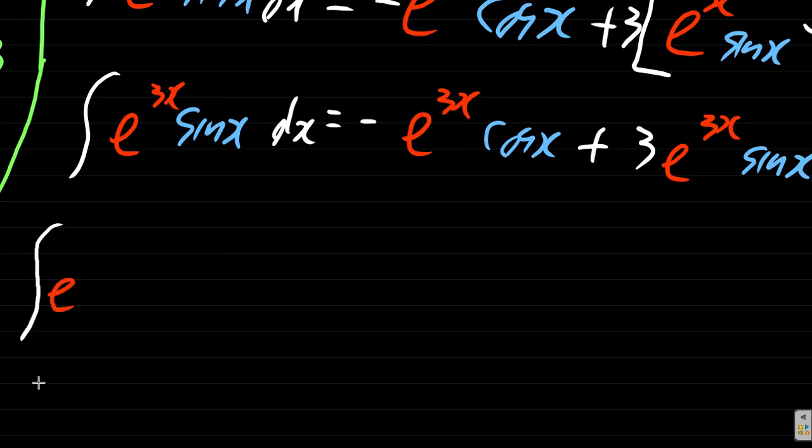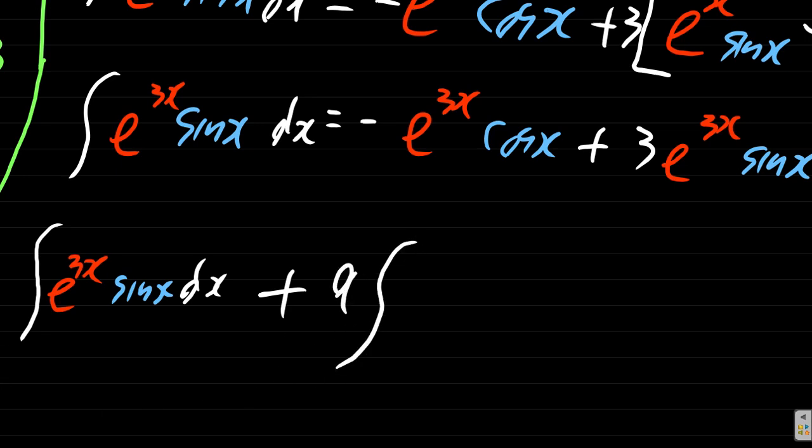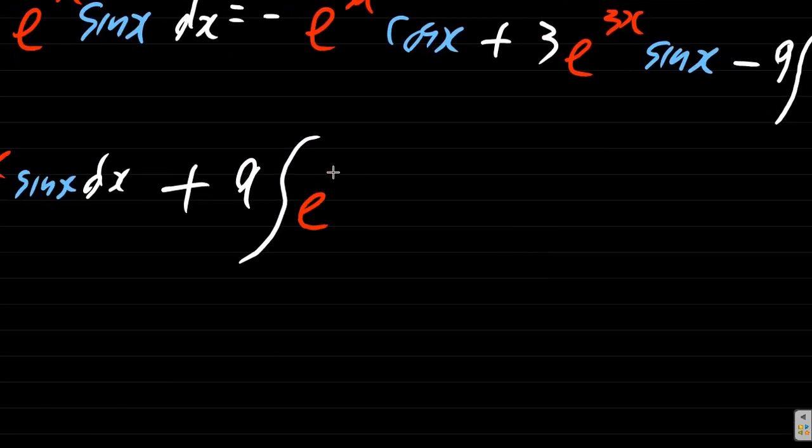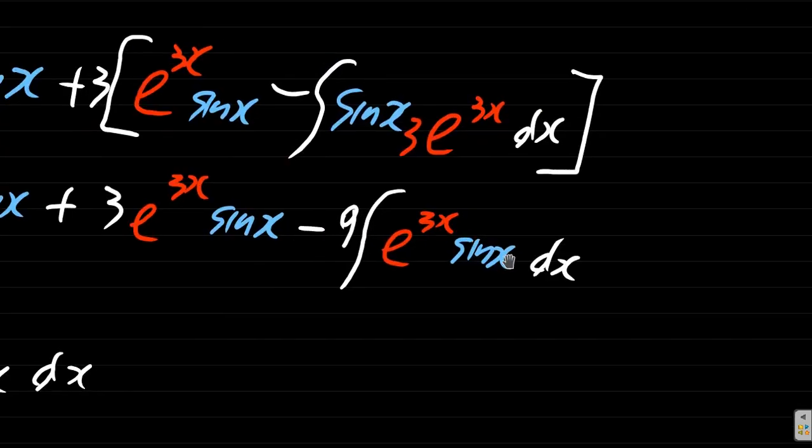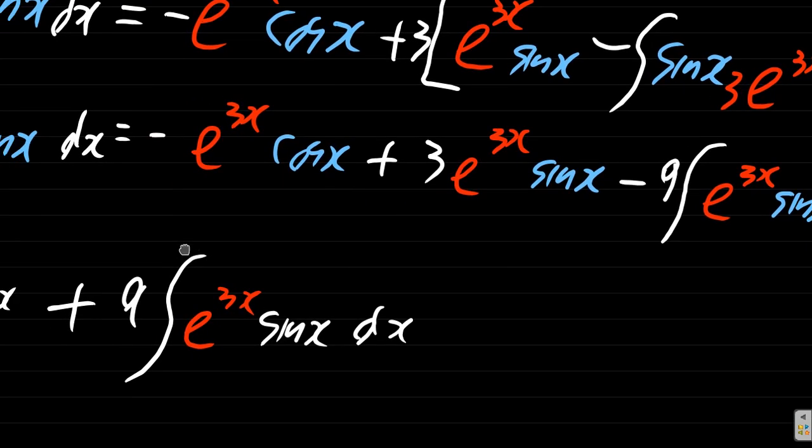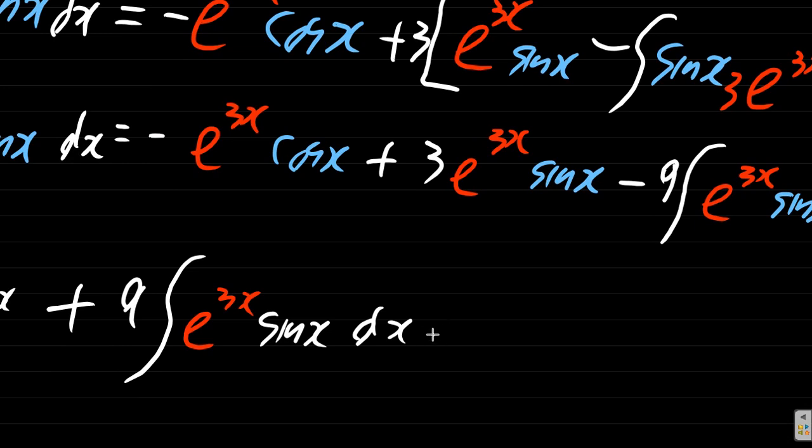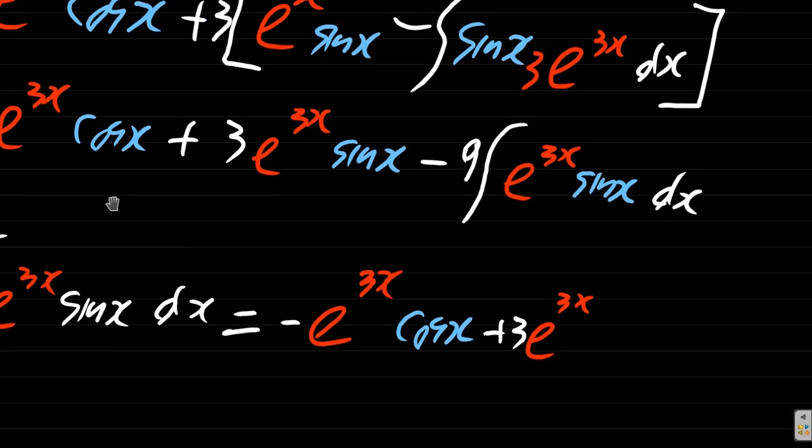We would have the integral of e to the 3x sine x dx plus 9 times the integral of e to the 3x sine x dx. When you add it over here, it will subtract itself, right? Then you have all of this equals negative e to the 3x cos x plus 3 e to the 3x sine x. So you see that?